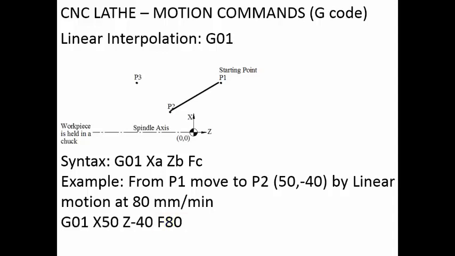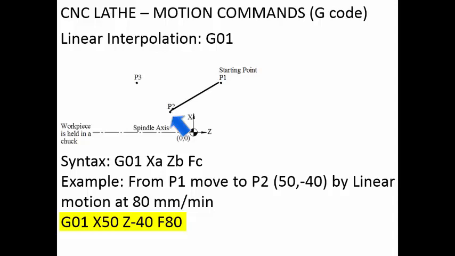Then we have to use the syntax here G01, X A. So A is the X coordinate of the end point. So end point is P2. So A will be the X coordinate of the point P2, that is 50. And Z B, B will be the Z coordinate of the end point, that is minus 40. So Z minus 40. And F C, C is the feed rate, that is 80 millimeter per minute. So we will write it as F80. So you can see G01, X50, Z minus 40 and F80. Whenever the controller reads this particular block, it will bring the tool to the point X50 and Z minus 40, that is point P2, at a feed rate of 80 millimeter per minute.